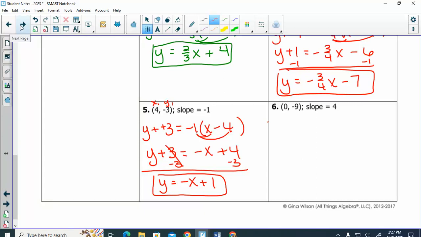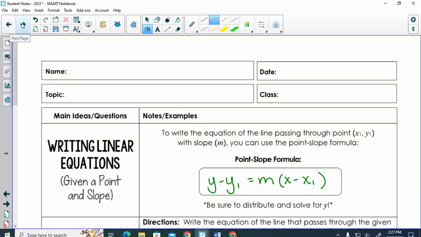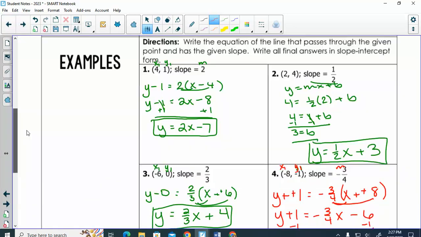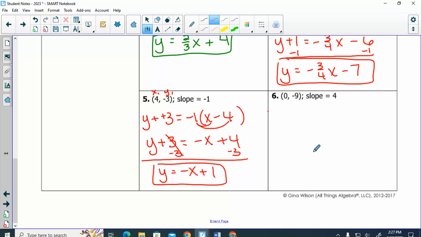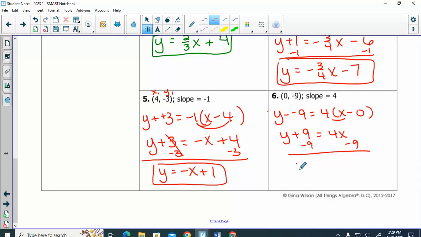Alright, I want you guys to do, let's do 6 and 7. So that's the last one on this and the next one on the next page. If we do okay with those, then we'll stop for today. Y minus -9 equals 4 times x minus 0. So that's like a 4 plus 9 equals 4x. Do we need the minus 0? No, you can drop that. So then you subtract your 9 over, so y equals 4x minus 9.